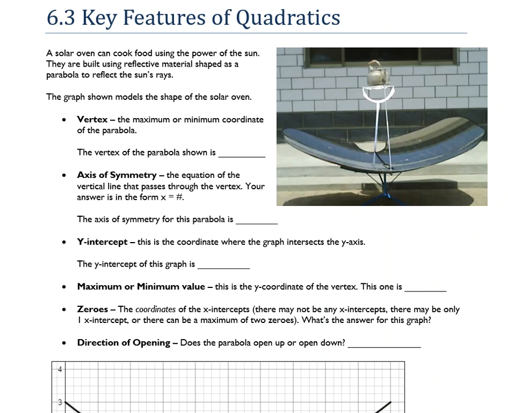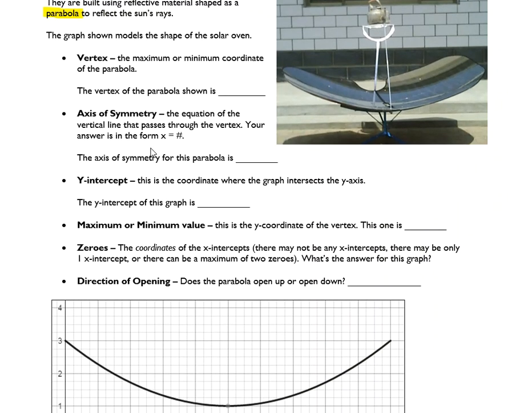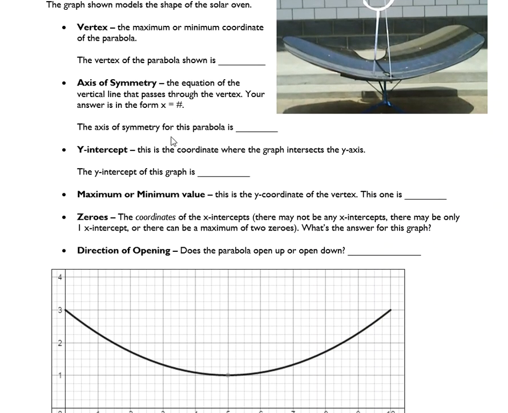In this lesson, we're going to talk about some key features of quadratics. A solar oven can cook food using the power of the sun. They are built using reflective material shaped as a parabola to reflect the sun's rays. So here's a solar oven. There's a practical application of quadratics. The graph shown below here models the shape of a solar oven.